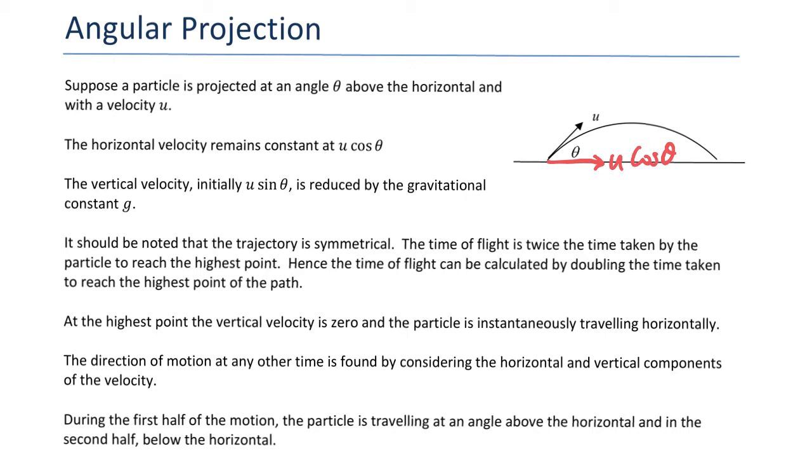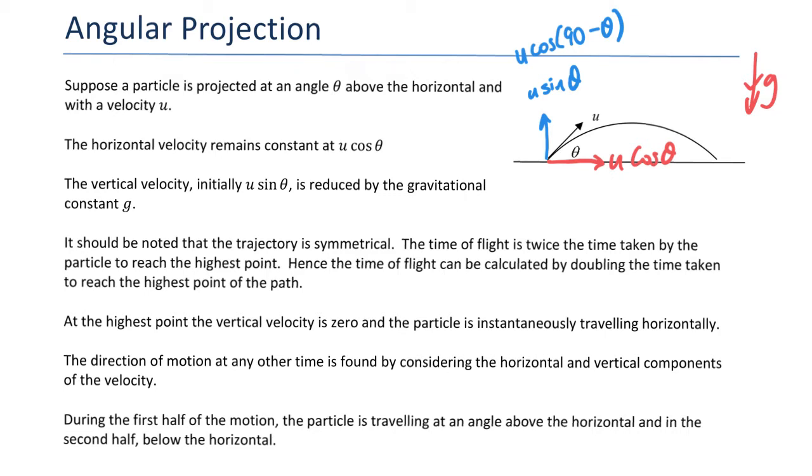The vertical component then is going to be u sine theta. Or if you like to keep things in terms of cos, it would be u cos(90 minus theta). And the vertical velocity will be reduced by the gravitational constant g. So we know g is always acting downwards. If something has been thrown up or projected up in the air, whenever gravity is being applied, it'll be pulling it down towards the Earth.